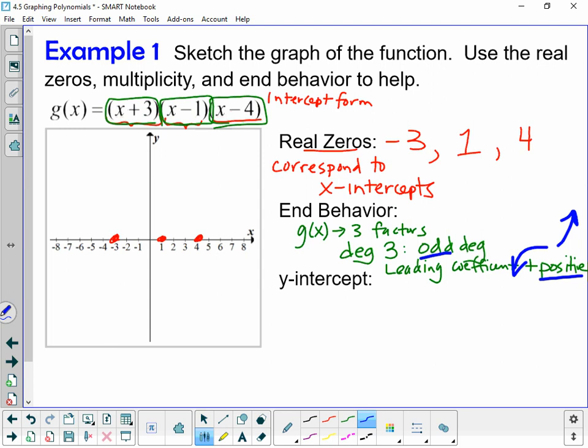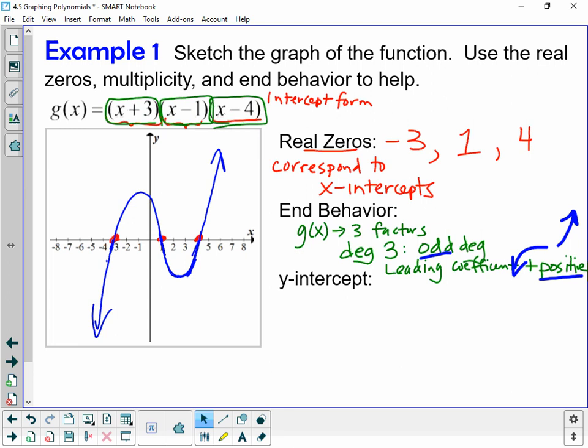So I know as it comes through this intercept here at 4, it's got to go up to positive infinity. And on the left-hand side, as it goes through this intercept at negative 3, it's got to go down to negative infinity. Now, we can just use common sense to figure out it's also got to go through here at 1, so it must turn around and come up through there and then turn around and come down through that negative 3 intercept. So this is the basic shape of our function.